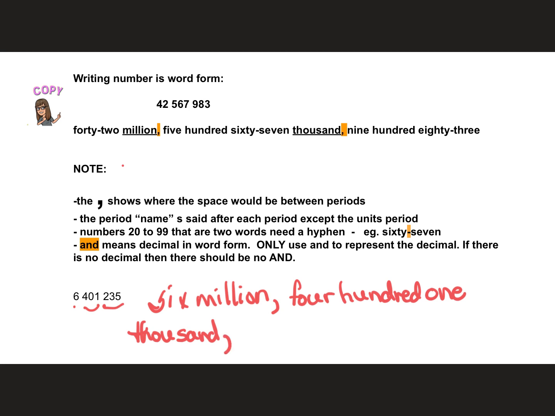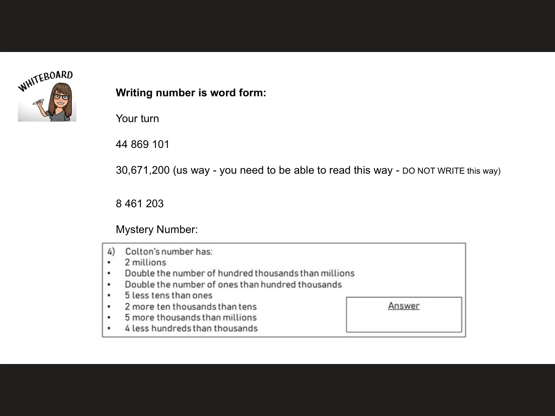And then my last grouping, 235. 35 is a 2-word number, so it needs that hyphen. So again, 6 million, comma, 401,000, comma, 235. All right, now it's your turn again.